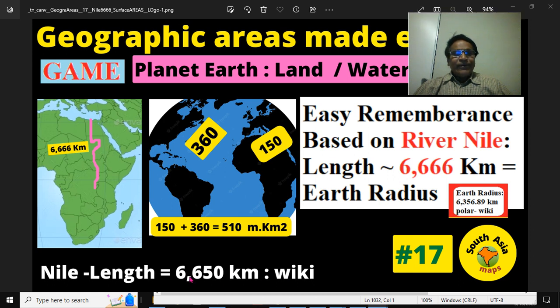The wiki gives the length of the Nile as 6,650 kilometers. Various sources give a little difference. That is not our concern. We made things very easy for you. Make it 6666. That is the length of the Nile. Length of the Nile is 6666 kilometers. Based upon that, we will figure it out.